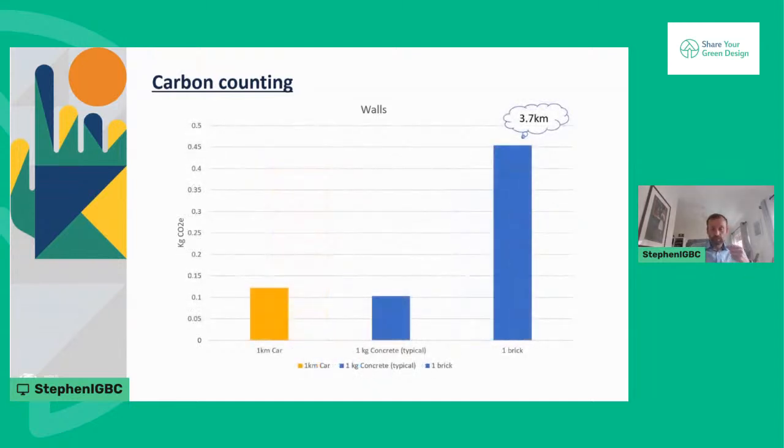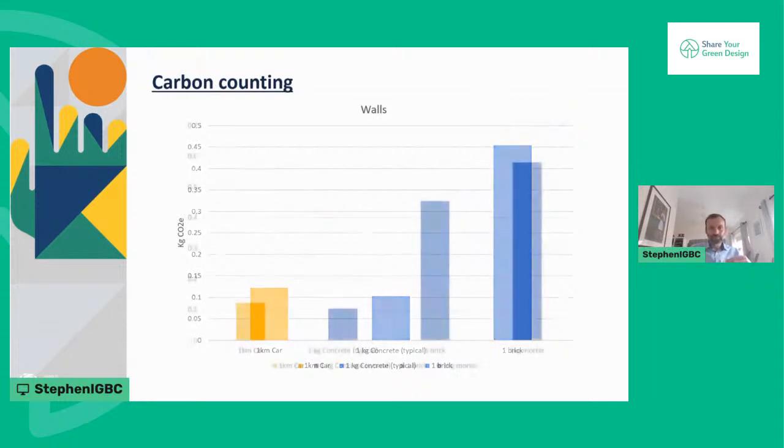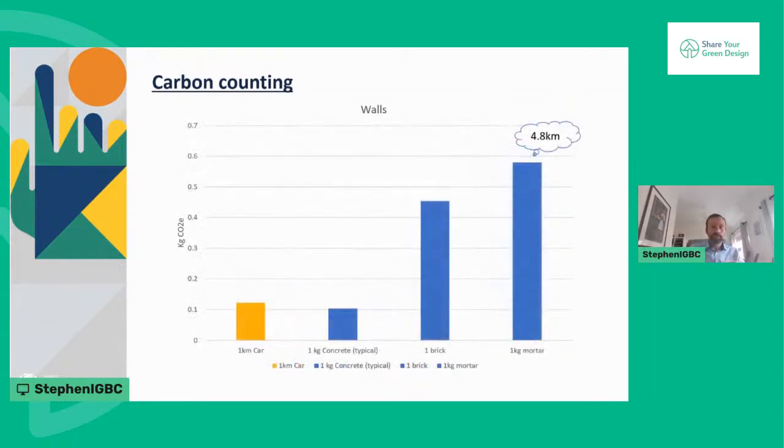So here's a brick, 1 brick, the same as driving almost 4 kilometers in a new car. Now we use about 70 million bricks in Ireland every year, mostly imported. So that's the equivalent of 250 million kilometers being driven around the island every year. The mortar that holds the brick in place: 1 kilo of mortar, the equivalent of doing 4.8 kilometers in a new car.